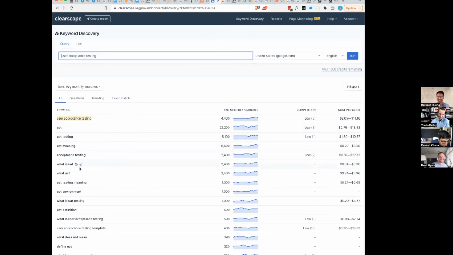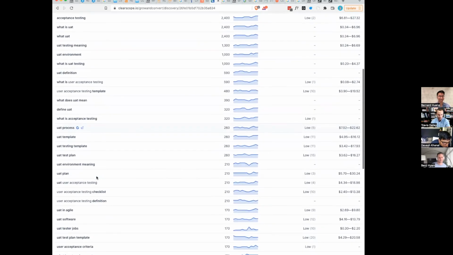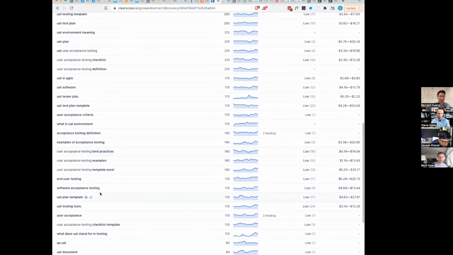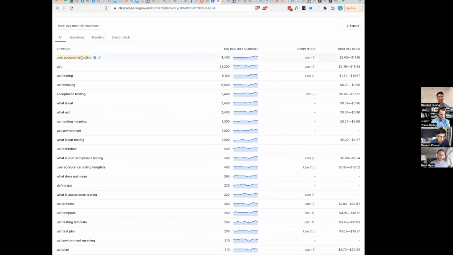So UAT meeting. There's got to be a template, checklist. At some point, there's got to be. What do you think? Like platform or something? Yeah, platform. Oh, they're UAT testing tools right there. So we would go after these first because there's some fraction of people Googling this. A large fraction are just like, what is it? How does it work? What do I do? Absolutely. You're going to get some conversions if you are a UAT tool.